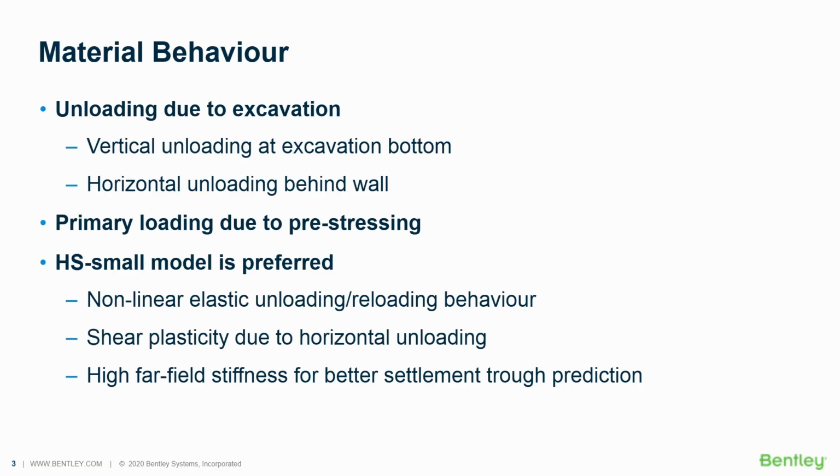Usually, we are advertising to use the hardening soil small strain stiffness model, in the sense that with this model, nonlinear elastic unloading-reloading will be accounted for, shear plasticity due to horizontal unloading as well. And most importantly, I would say, compared to the hardening soil model, the high far field stiffness will also be accounted for, usually giving better settlement trough prediction. This is something that has been observed. Usually, the introduction of the small strain stiffness further improves the prediction of the settlement trough.